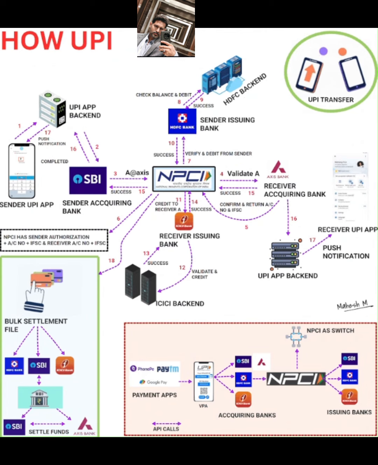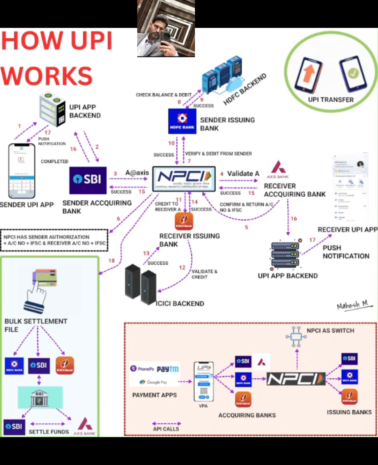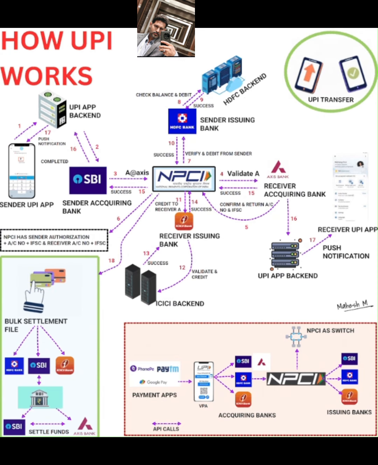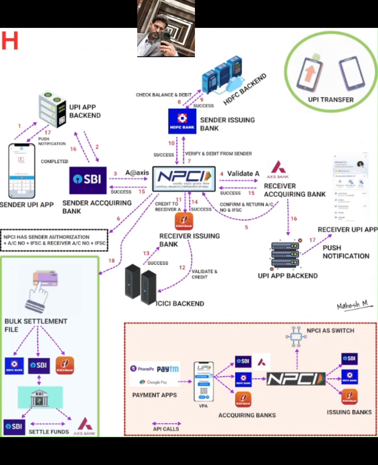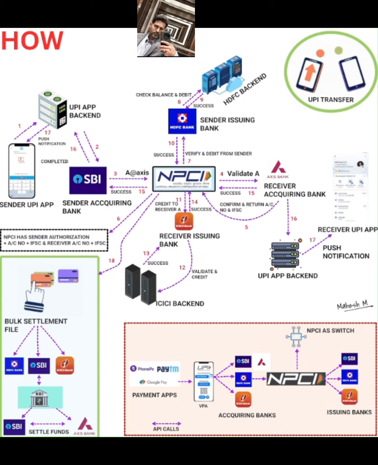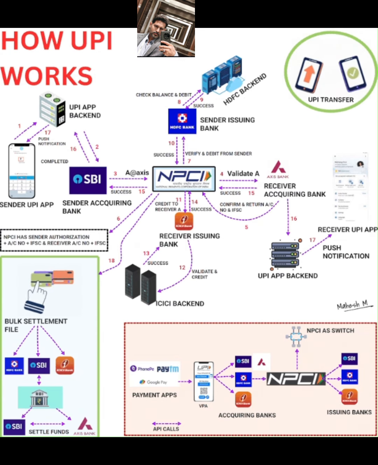The sender acquiring bank informs NPCI about the successful debit. NPCI now tells the receiver acquiring bank that the money is ready to be credited. The receiver acquiring bank instructs the receiver issuing bank to credit the money to the receiver's account. The receiver issuing bank credits the account and sends a success confirmation back to the receiver acquiring bank. The receiver acquiring bank informs the receiver UPI app. And finally, the receiver UPI app shows a completed message and pushes a notification to the receiver's phone. All this happens incredibly fast, often within seconds.